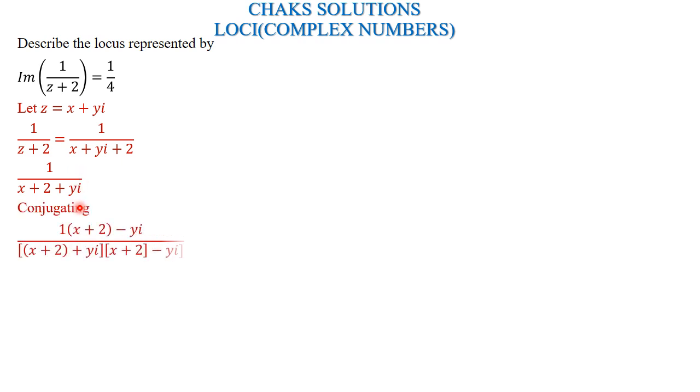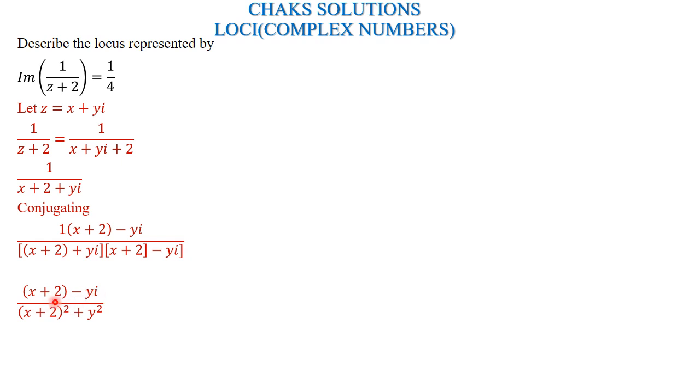So let's see here by conjugating. We multiply with x + 2 - yi on the numerator, and x + 2 - yi on the denominator. Now you can see on the denominator we have a complex number and its conjugate. Multiplying a complex number and its conjugate is just real part squared plus imaginary part squared. Then on the numerator, we have x + 2 - yi.